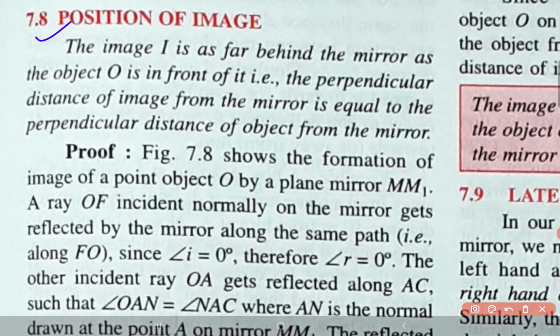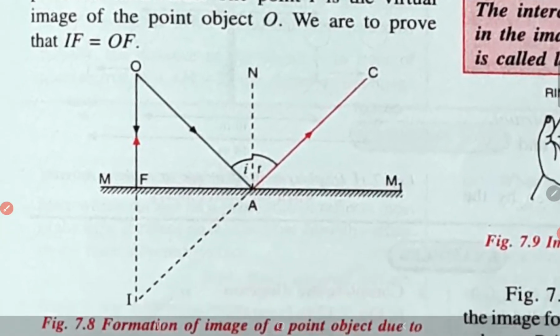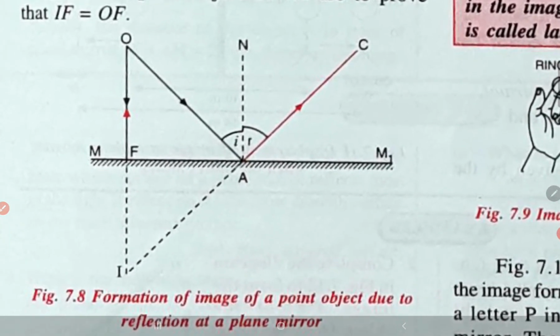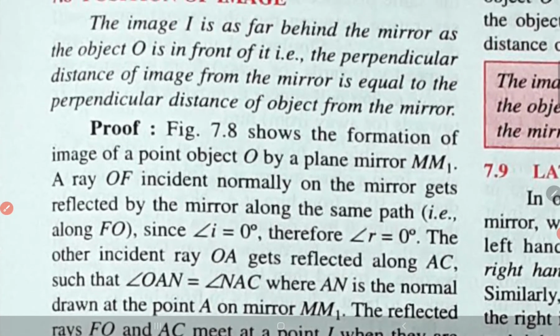That is, the perpendicular distance of image from the mirror is equal to the perpendicular distance of the object from the mirror. So now if you look at this particular figure, you can see this object O, if it is placed 2 meter away from the mirror here, the image I will also be formed 2 meter behind the mirror. This has a geometrical proof which we are skipping because it is not in our syllabus.